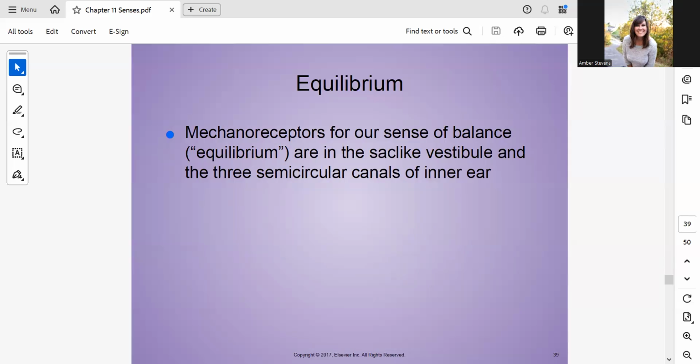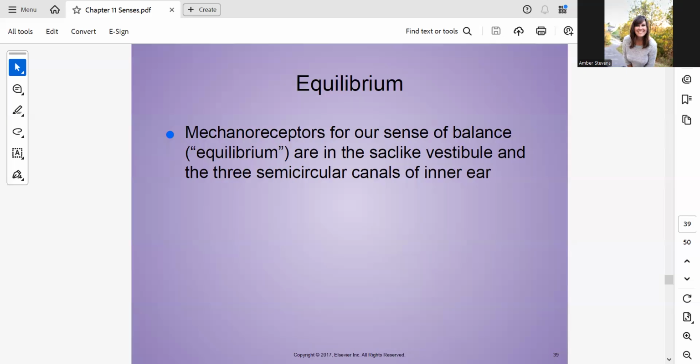There are mechanoreceptors that are responsible for detecting balance, located in two main structures of the inner ear: the sac-like vestibule and the three semicircular canals. Those structures work together to provide information about the position and movement of our head. The vestibule contains specialized receptors that detect linear movements, like when you accelerate forward in a car or move up and down in an elevator. Those receptors are sensitive to changes in gravity and help keep us upright and steady.